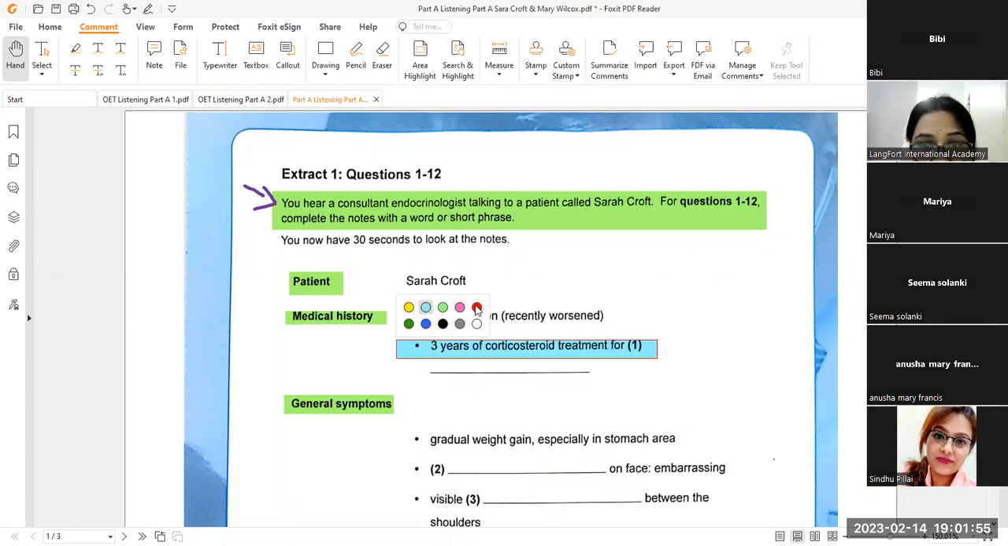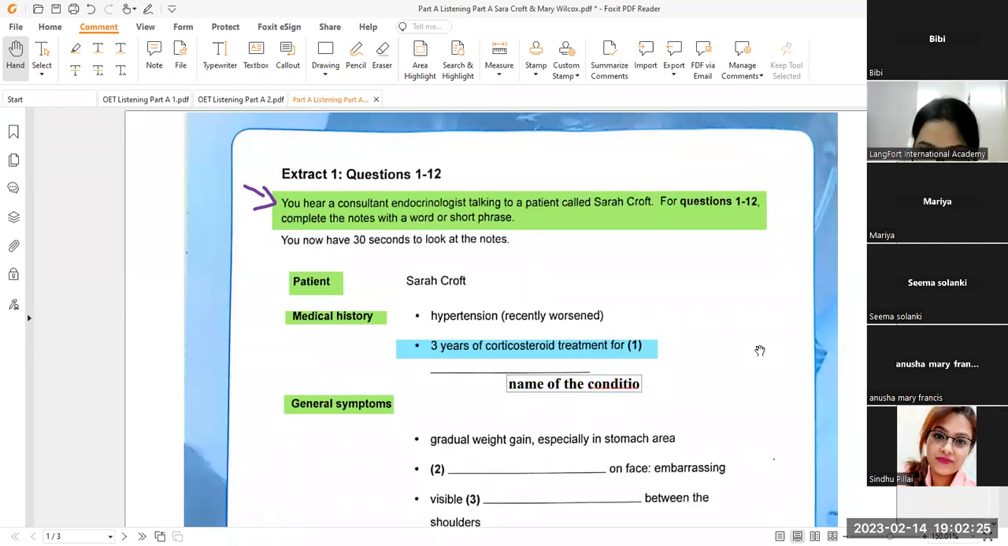So my question is, Maria, after the word for, what is going to be our answer? Treatment for, duration? Duration is already given, right? 3 years of corticosteroid. Disease condition. Yes, we are looking for the name of the condition. Treatment for what? Name of the condition. So that brings me to two things.